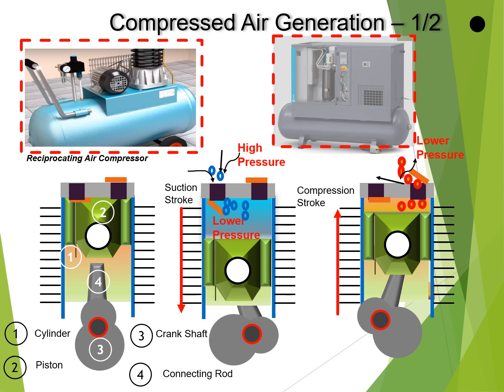During the downward stroke, which is also called suction stroke, the pressure inside the cylinder reduces. The atmospheric pressure becomes higher. This results in atmospheric air coming in the cylinder via intake valve.